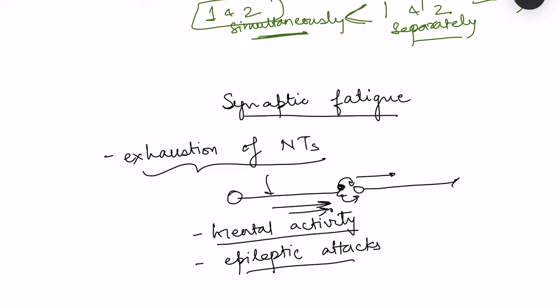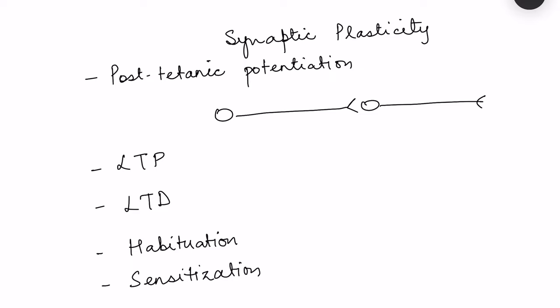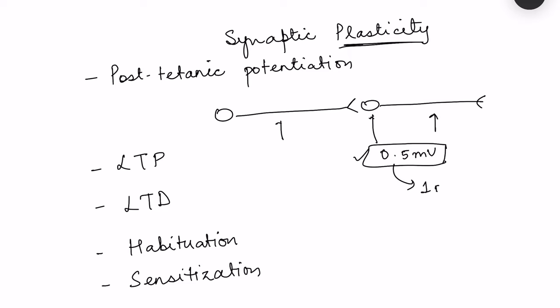Fine. Now let us move on to the final synaptic property, that is synaptic plasticity. So, synaptic plasticity means the ability of the synapse to change over time on the basis of past experience. What does this mean? Suppose this is the connection of the neuron, this is the presynaptic neuron and this is the postsynaptic neuron, and this presynaptic neuron generates an EPSP of, say, 0.5 millivolt. Now, what synaptic plasticity says is that due to past activity in the presynaptic neuron, this EPSP may either increase, it may become 1 millivolt, right?